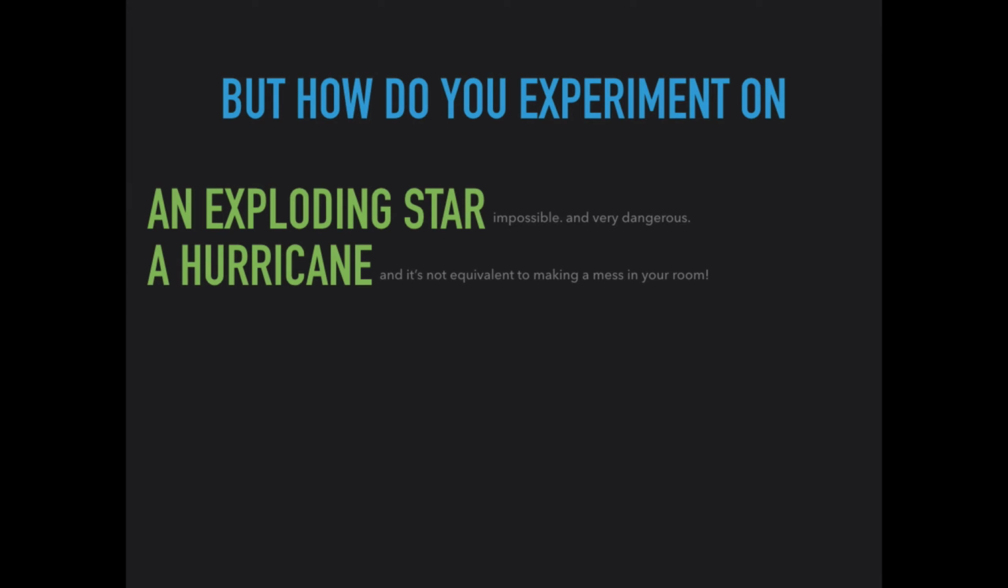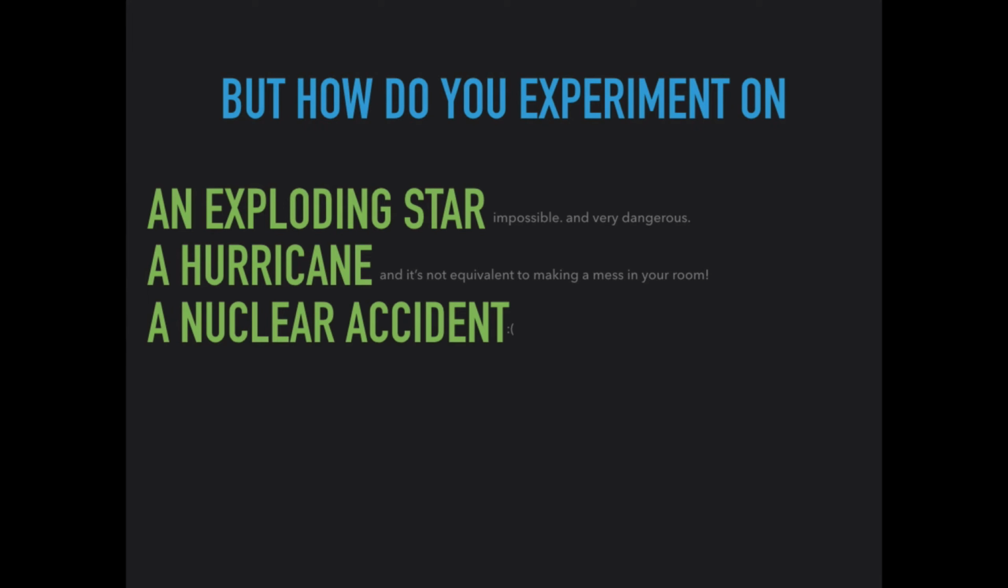How do you experiment on a hurricane? I mean, you can create a little hurricane in water, or have a little dynamic model, but with the amount of uncertainty with climate models, there's no way you can run all of the scenarios. The only way you can do this is to run these as simulations on a computer. How do you simulate a nuclear accident? It's like, I guess they're laughing about making a mess in your room.